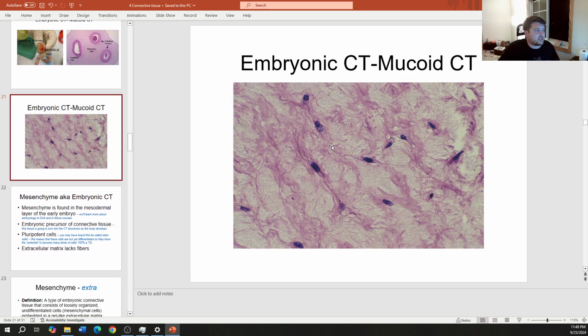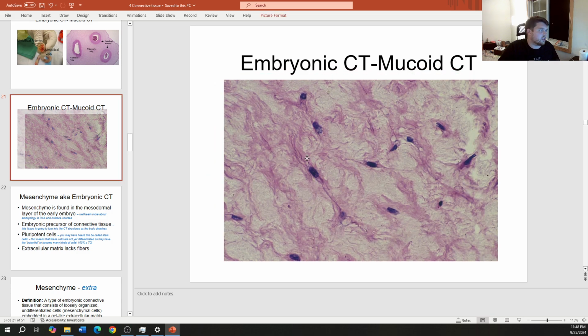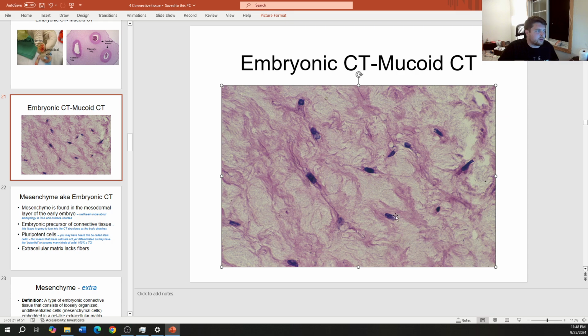You will 100% have this as well on your lab exam. They love to put almost this exact picture. It's probably going to be this picture. Look very, very similar to this picture. And be like, hey, what's this?